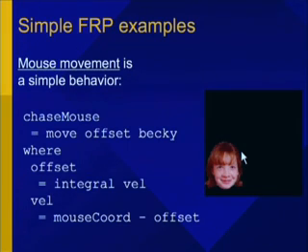So you're going to say the value chase mouse is equal to move by some offset the picture of Becky, where offset is initially the integral of this value velocity, and velocity itself is equal to the mouse coordinate, the location of the mouse, minus the offset that we've defined here. By the way, this syntax is an actual Haskell program. Haskell is another functional programming language.